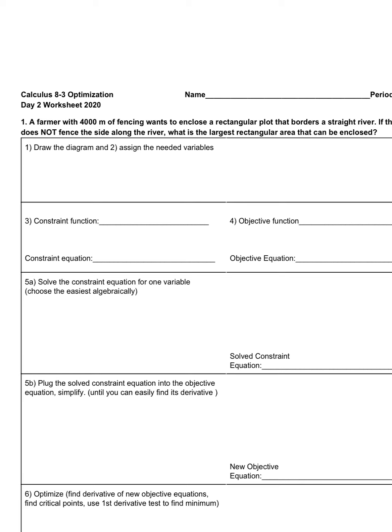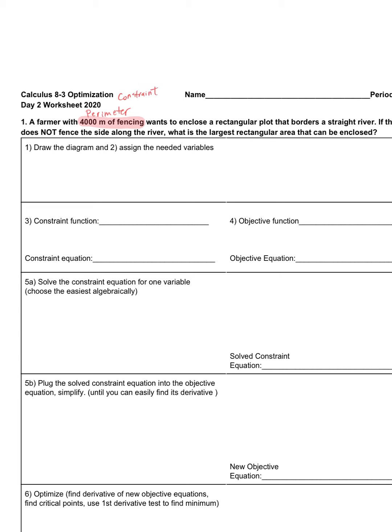Hi, Calculus. Okay, we are going to go through these optimization problems because optimization is hard. We have 4,000 meters of fencing that's going to enclose a rectangular plot. So that right there is giving us a perimeter. All right, and the given information is always the constraint. So that is our constraint.